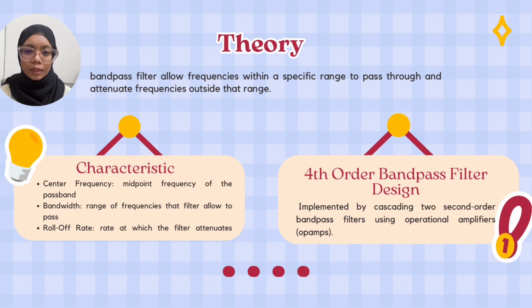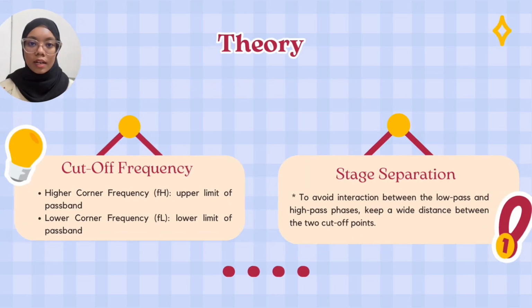For the characteristics, it has center frequency, which is the midpoint frequency of the passband; bandwidth, the range of frequencies that the filter allows to pass; and roll-off rate, the rate at which the filter attenuates frequencies outside the passband. For the design, it is implemented by cascading two second-order bandpass filters using operational amplifiers. For the cutoff frequency, higher corner frequency FH is the upper limit of the passband and lower corner frequency FL is the lower limit of the passband.